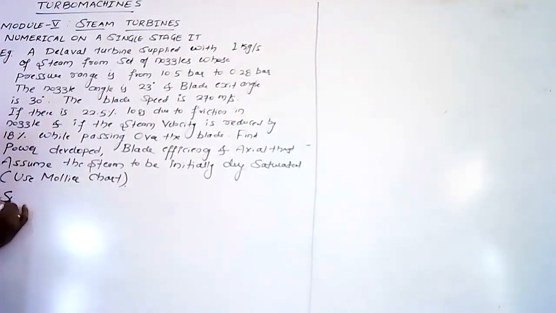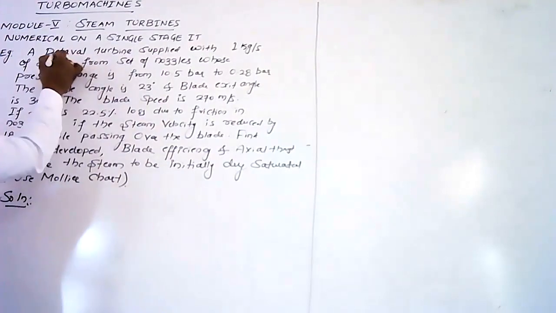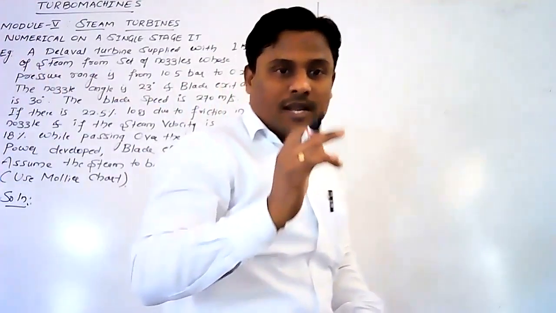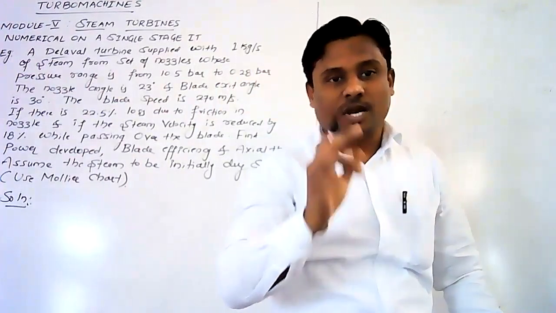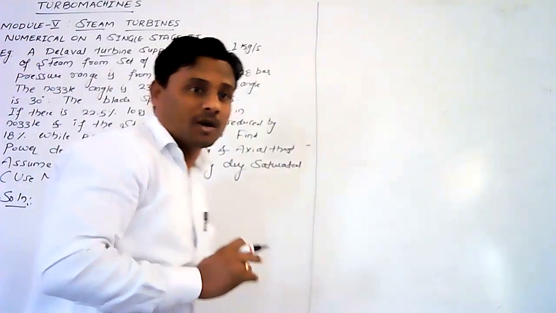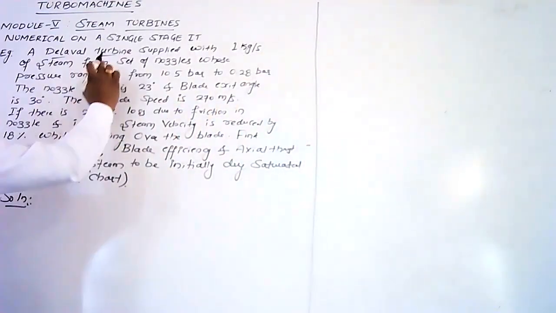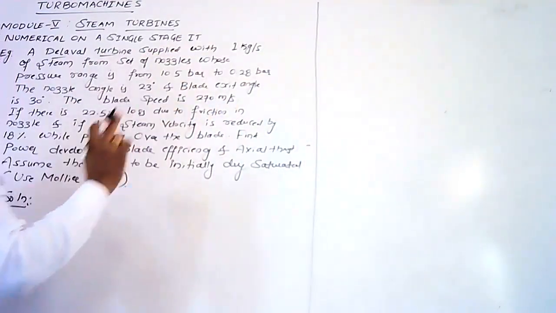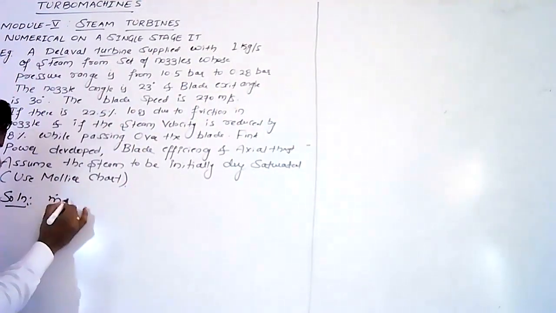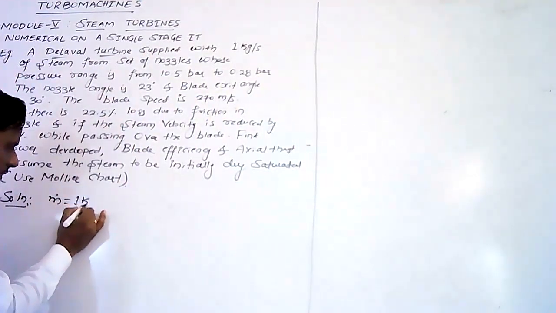Okay, so solution. He has given the type of turbine as De-Laval turbine. Remember students, the De-Laval turbine is an example of a single stage impulse turbine. The turbine is supplied with 1 kg per second of steam. Mass flow rate of steam, m dot, is given equals 1 kg per second.